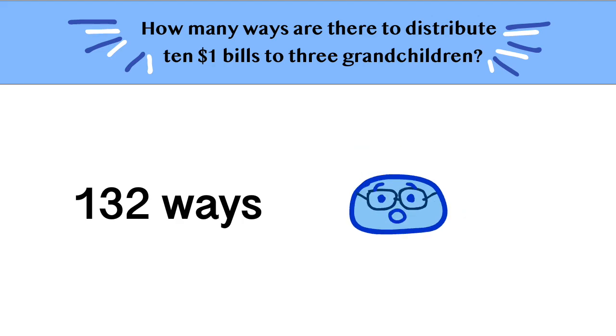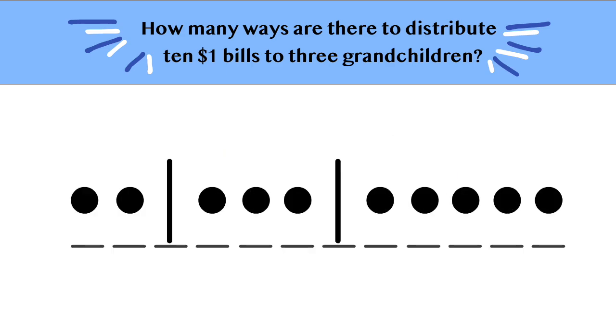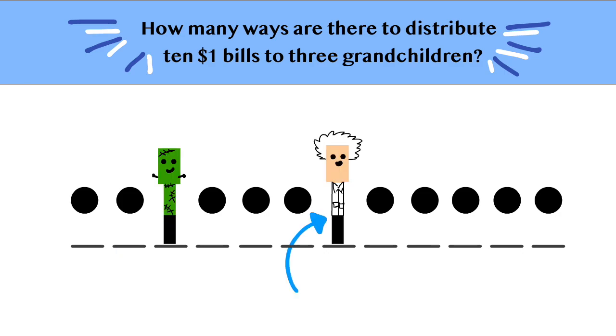Yay! No, take off your party hat, Bob, because this is not the end yet. These dividers are indistinguishable. What does that mean? Well, let's check it out. Let's make them distinguishable first. This one will be Frankenstein the monster, while this one is Frankenstein the scientist.